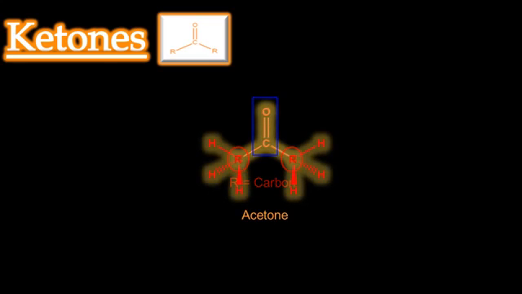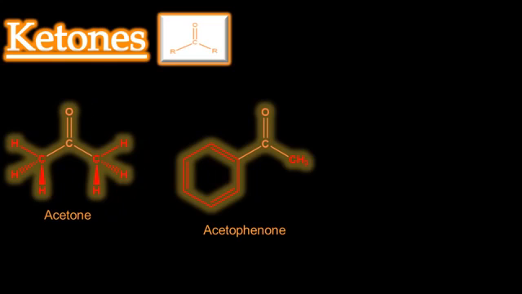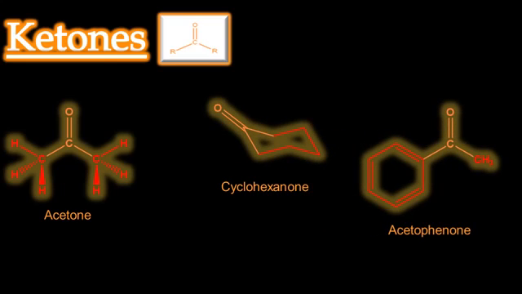Acetone is an example of a symmetrical ketone and features 2 methyl groups attached to the carbonyl carbon atom. Acetophenone is an example of an unsymmetrical ketone and features an aromatic ring and a methyl group as its 2 carbon groups attached to the central carbonyl. Cyclohexanone is an example of a symmetrical ketone that features a ring as both carbon-carbon groups attached to the central carbonyl group.